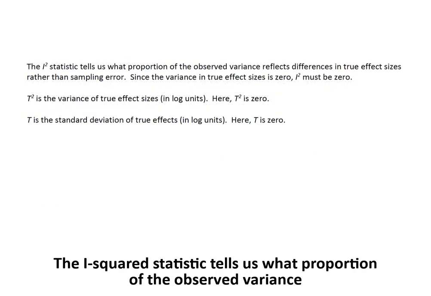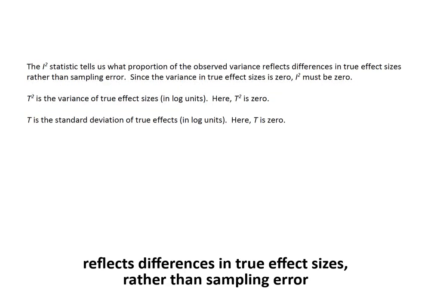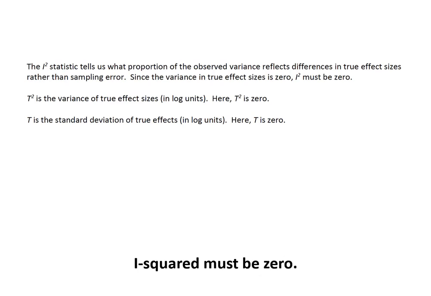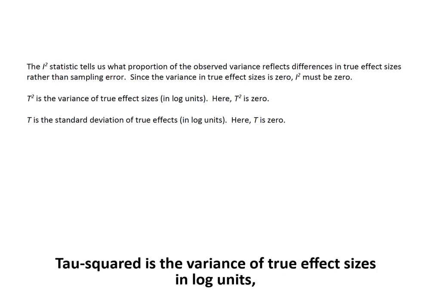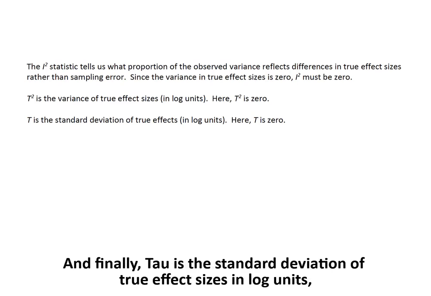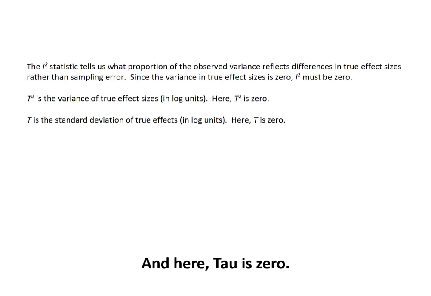The I-square statistic tells us what proportion of the observed variance reflects differences in true effect size rather than sampling error. Since the variance in true effect sizes is estimated as 0, I-square must be 0. Tau squared is the variance of true effect sizes in log units. Here, Tau squared is 0. And finally, Tau is the standard deviation of true effect sizes in log units, and here, Tau is 0. So that's the basic analysis.